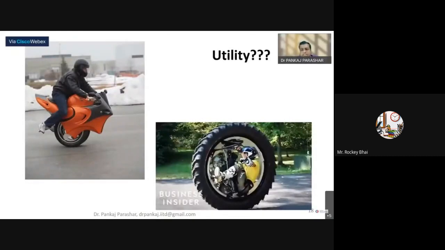Let's talk on each product. Utility. So these are two machines to travel. One looks like a single-seater, single-wheel motorbike. It's not a bike; it's a motorcycle. I don't know how that fellow is managing the balance. And the other one is also for the same purpose, but everything within a large wheel. They serve their purpose, no doubt. But do they actually serve the purpose?